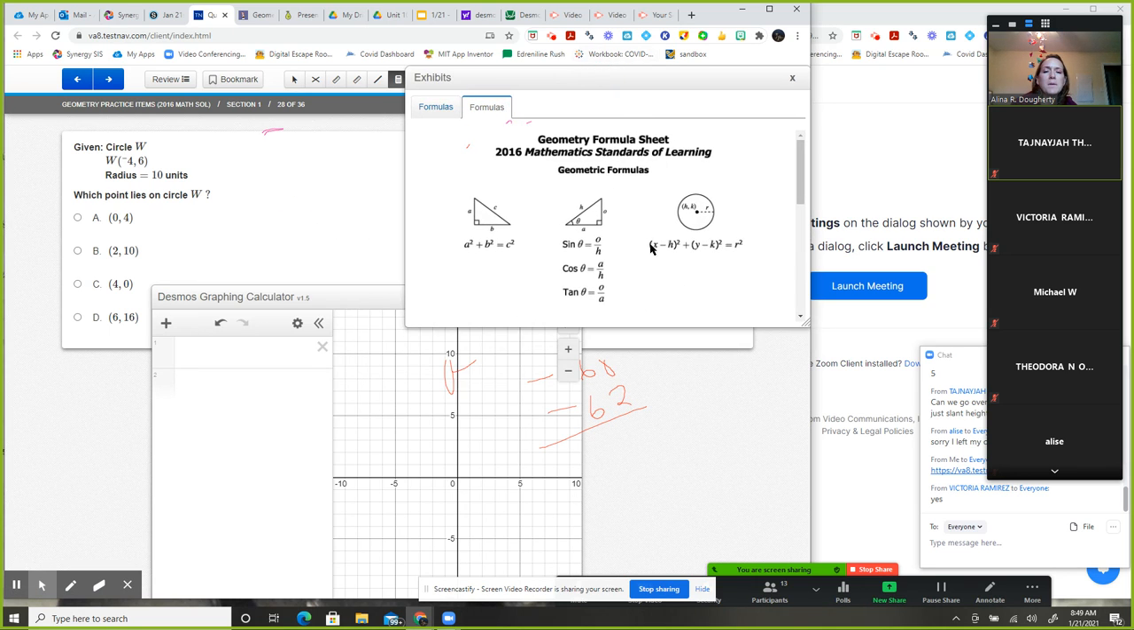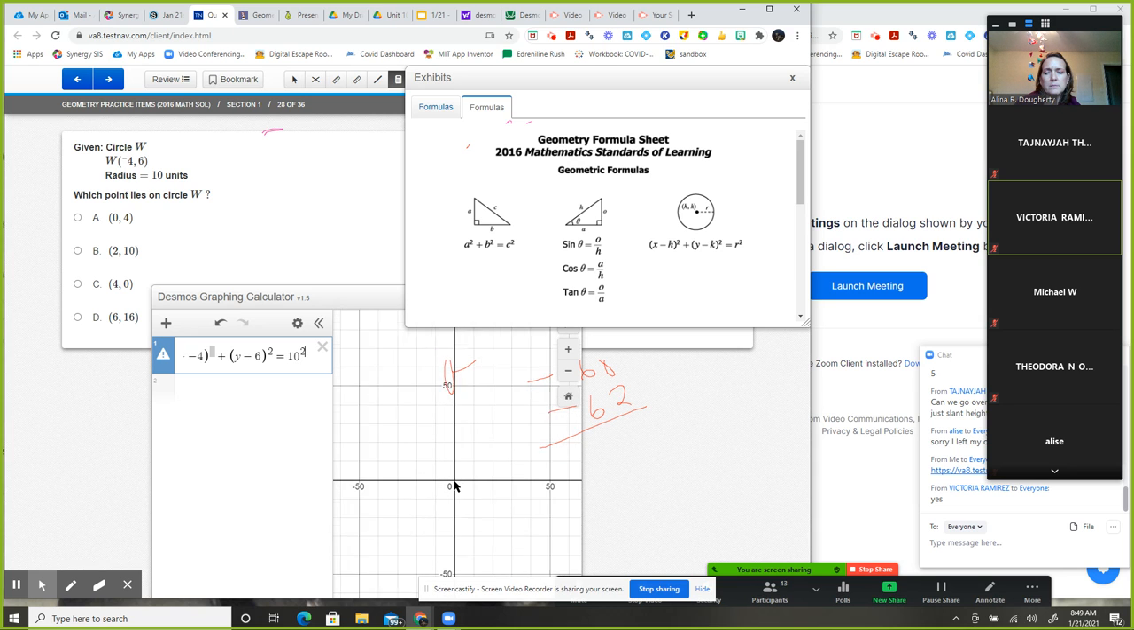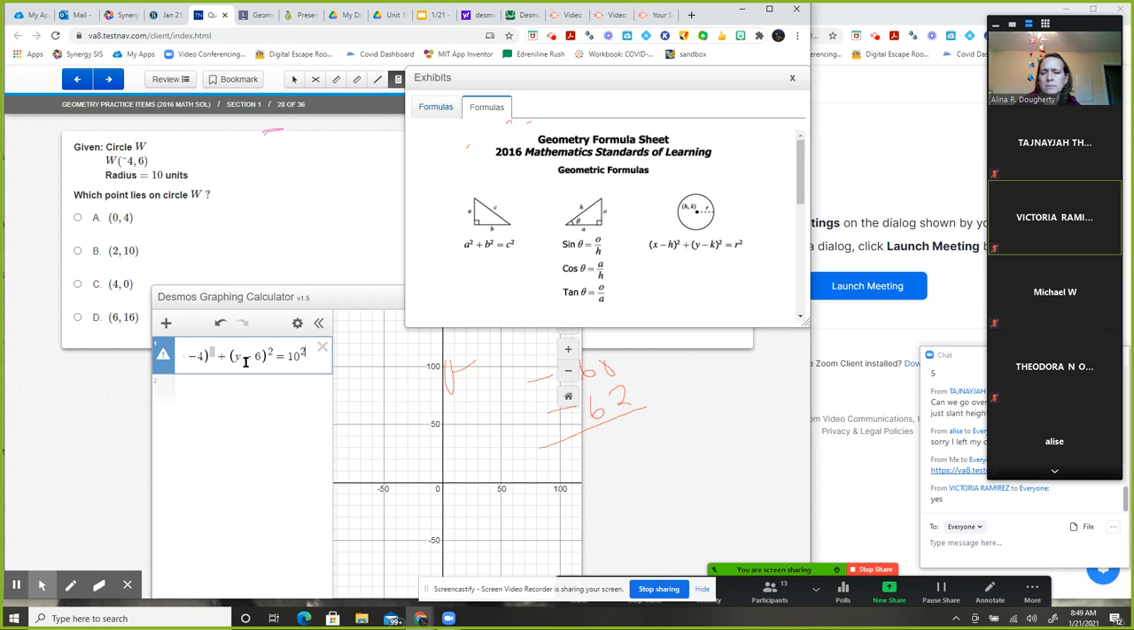So I've got the formula: x minus h squared plus y minus k squared equals r squared. And I know this is the circle center. So what would I type here? X minus -4 squared plus y minus 6 squared equals, and the radius is 10 squared. Oops, I didn't put my square. That's why it's not drawing my circle. Here we go.